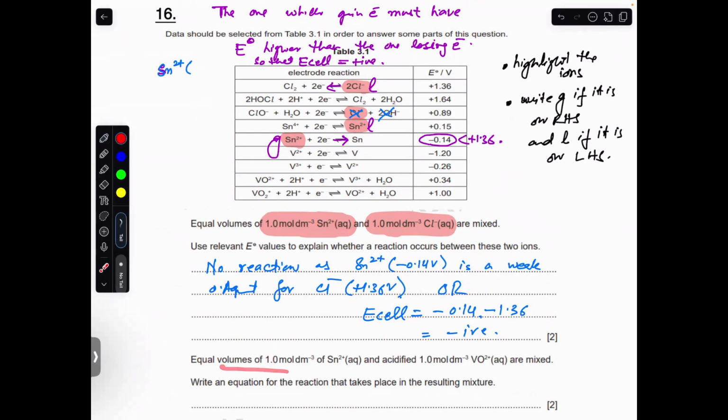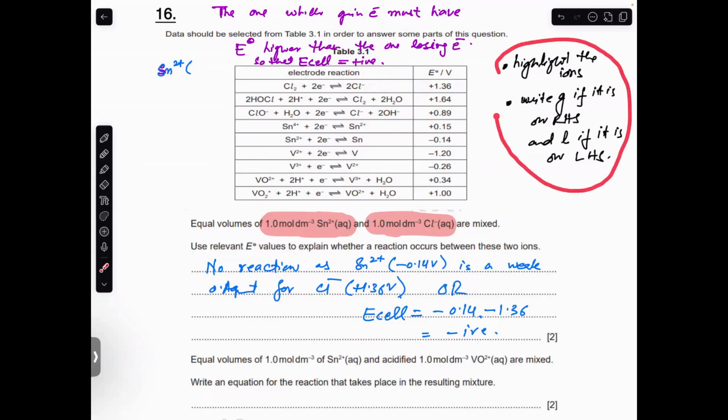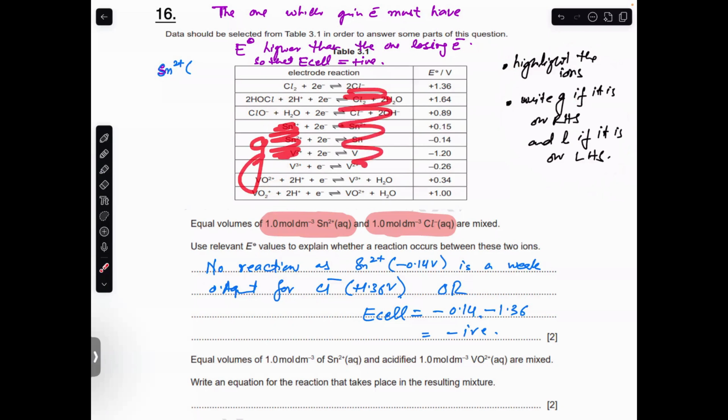The next part. Equal volume of this and this are mixed. Now, what I'm going to do, I'm erasing this whole thing so that I can do the other part. Now, what you are supposed to do? Highlight. After highlighting, I write gain. If I highlight something here, I will write gain with this. If I highlight something here, I will write lose. And among the gain, I will select the one with the large E naught. And among the lose, I will select the one with the low E naught.